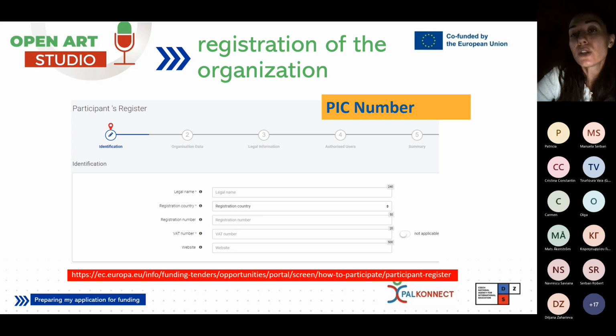Proceeding, it's going to ask you to upload some documents in order to be checked from the Commission in order to be able to validate you. And then you have your PIC number. It's a very quick procedure, and you have your PIC number in some minutes after the submission of this information.